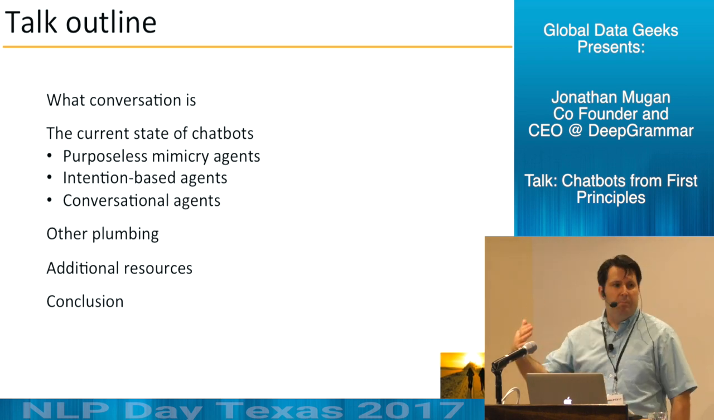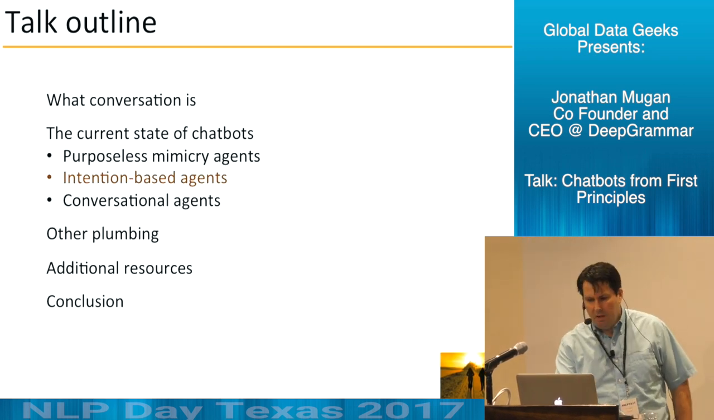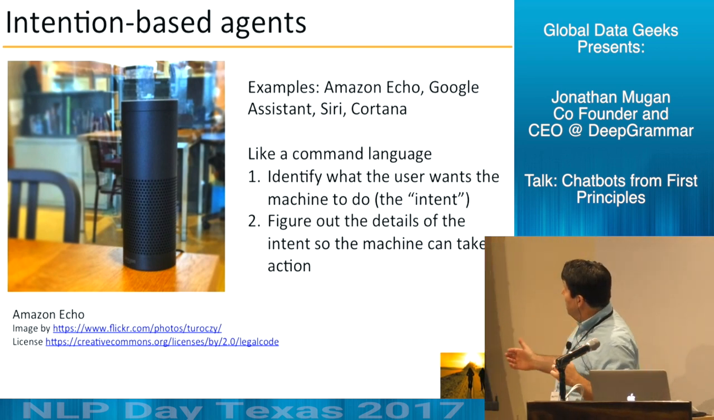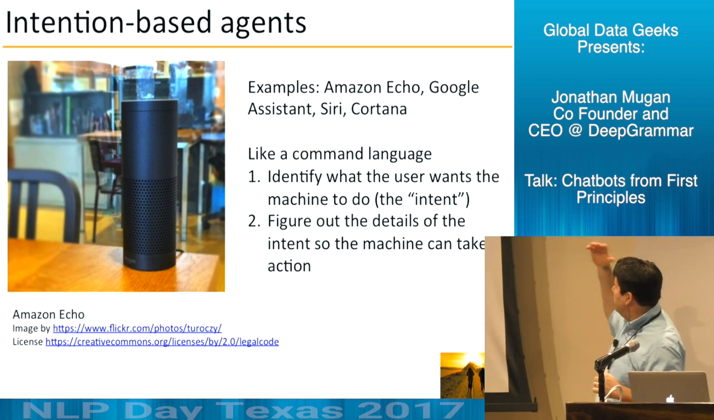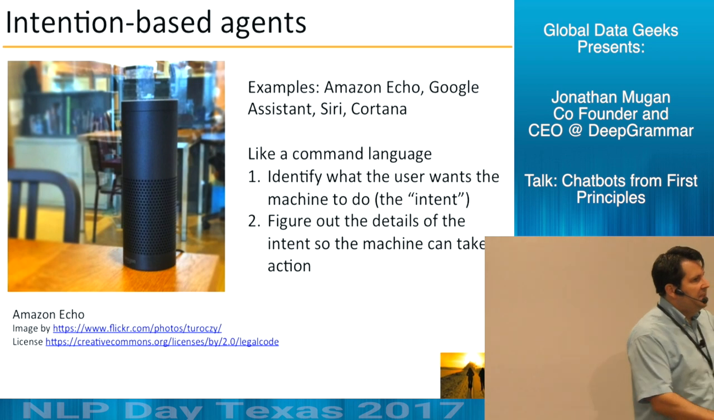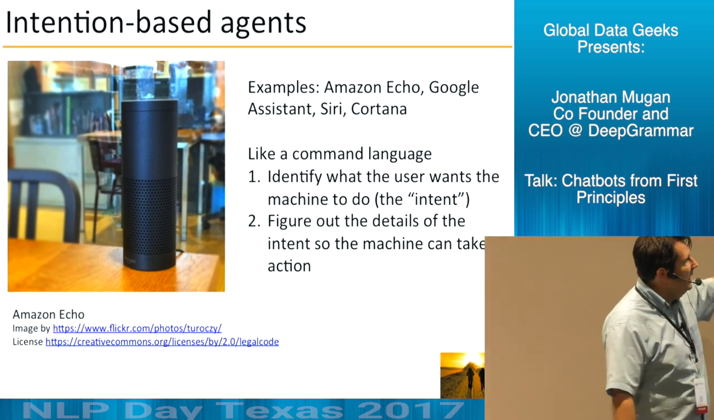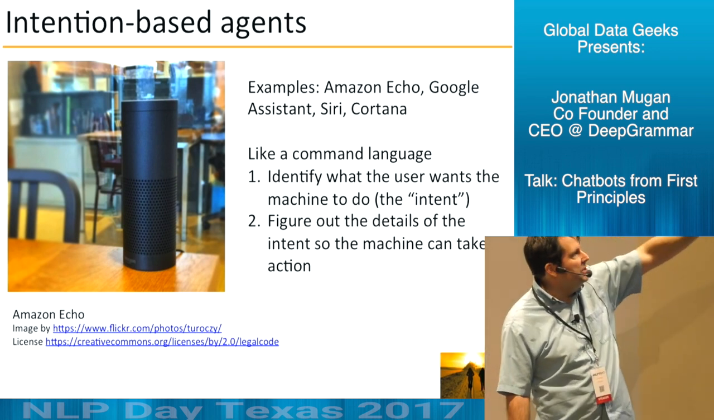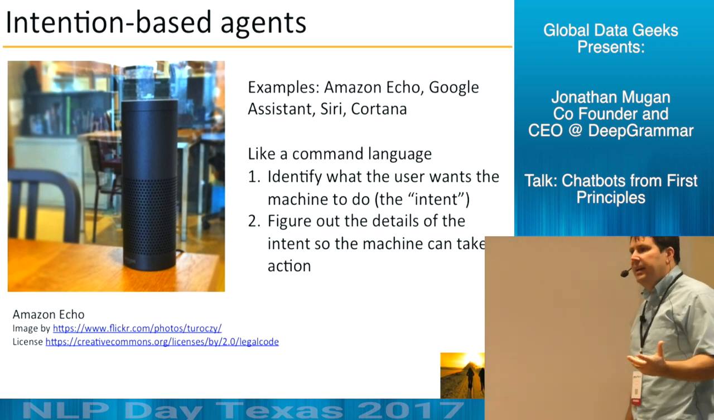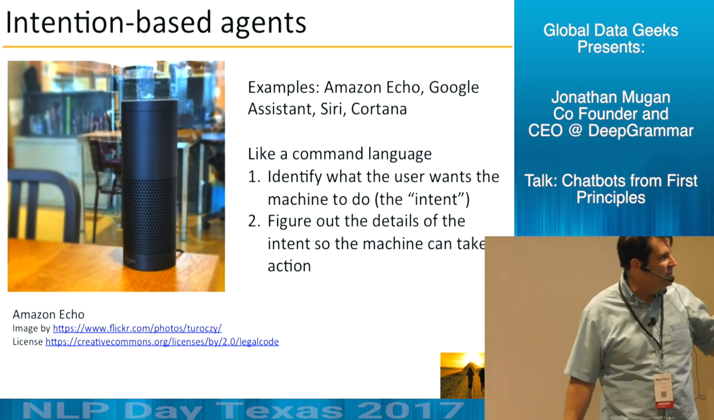Okay, so that is purposeless mimicry agents. Now we're going to go one step better in understanding and talk about intention-based agents. Intention-based agents are probably the ones we talk with the most: Amazon Echo, Google Assistant, Siri, Cortana. There are two steps in what these things do. They identify what the user wants. You say, Alexa, order me some groceries. And the second is to figure out the details of the intent so the machine can take action. Of course, for order me some groceries, there are no details that can be useful there. I mean, do you have any groceries in particular?